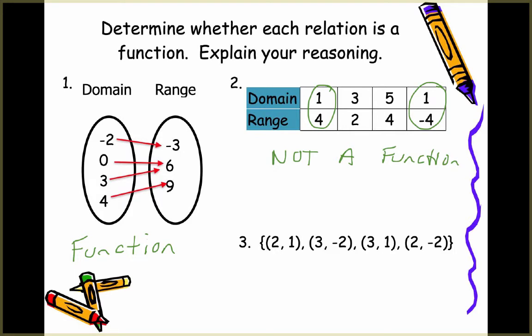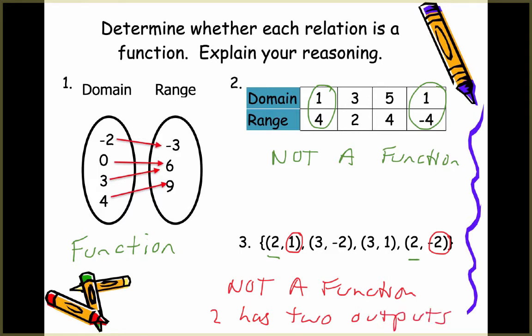Lastly, we have a set of ordered pairs. Usually when you're given a set of ordered pairs, we're going to tell you to graph it or map it. But you can actually look at the set of ordered pairs, look at our x values, and see if the x values repeat. Well, we have a 2 here and a 2 here, and the 2 goes to 1 here and -2 here. This is not a function. 2 has two outputs.